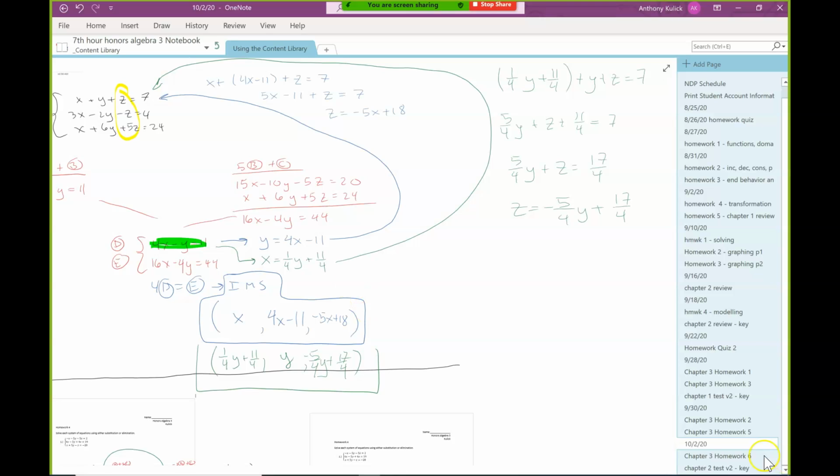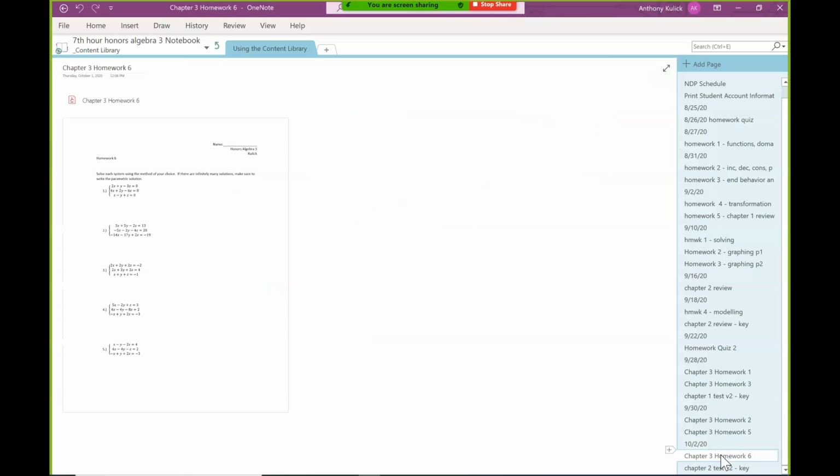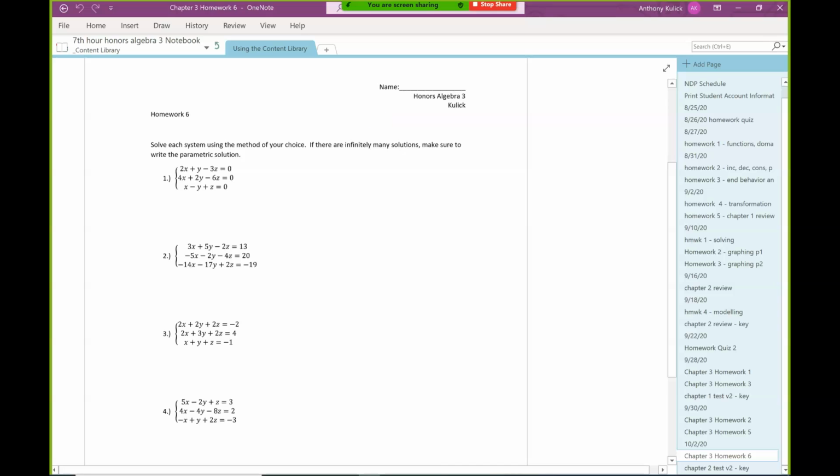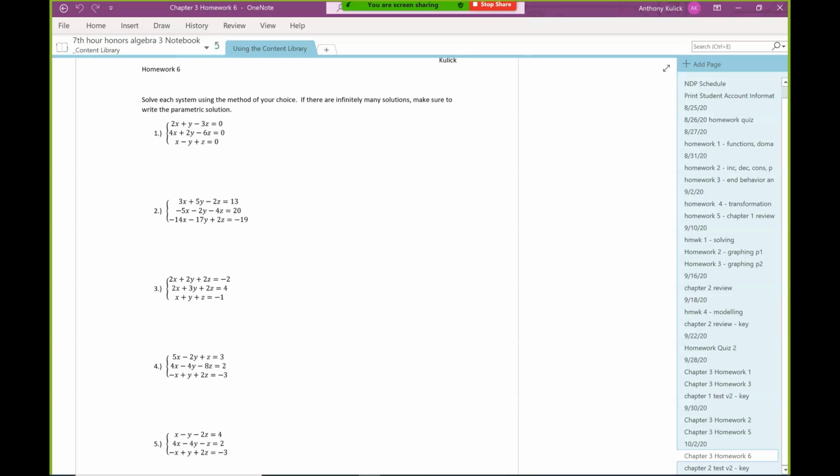Okay. If you look at the content library, notice there's a chapter 3 homework 6 in there. There are some infinitely many solution problems in here. Not all of them are infinitely many solutions, but there are some in there. If they do pop up, you should give a parametric solution, just like we've done. I think I have 5 systems there to do. And we'll just work on this until it's time to go. And this will be part of the Sunday homework check.